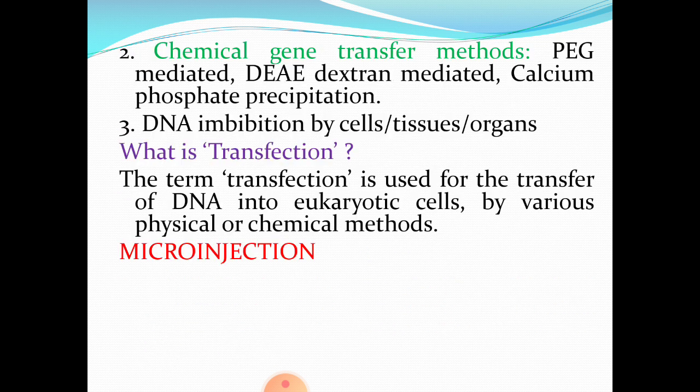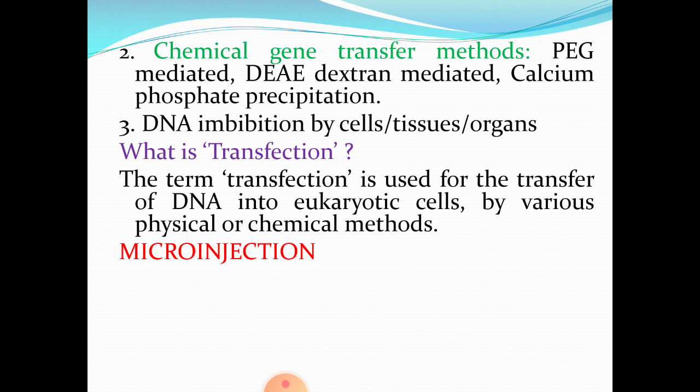Okay? Then, what is transfection? Before getting into the different methods of transfer of DNA by physical methods, we should know what is transfection. The term transfection is used for transfer of DNA into eukaryotic cells by various physical or chemical methods. So this you should know as background information.